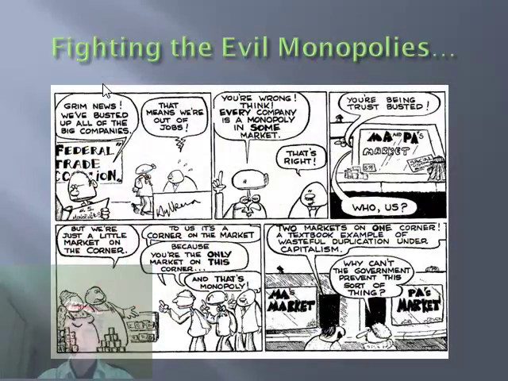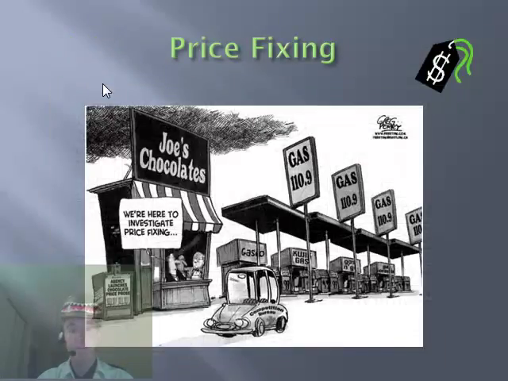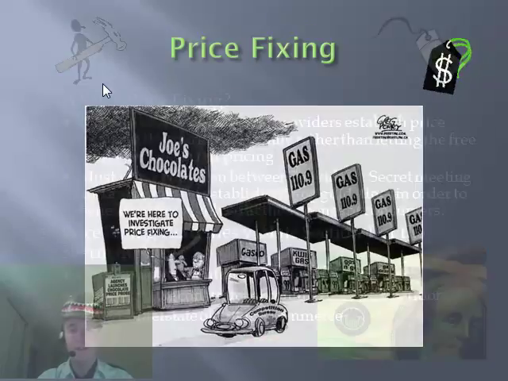Okay, a comic about evil monopolies, because monopolies, of course, can never be good. Okay, and price fixing, as gas is all the same price, but poor old Joe gets hassled by the FTC.